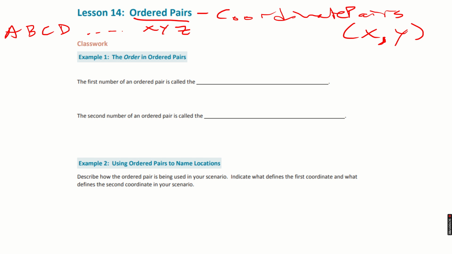The first number of the ordered pair is called the x coordinate, because that's the first number that shows up. And the second number of an ordered pair or coordinate point is called the y coordinate. And that's the second number here.